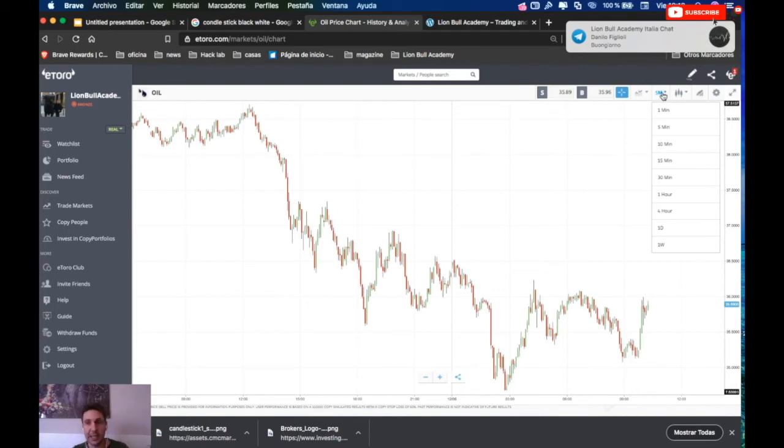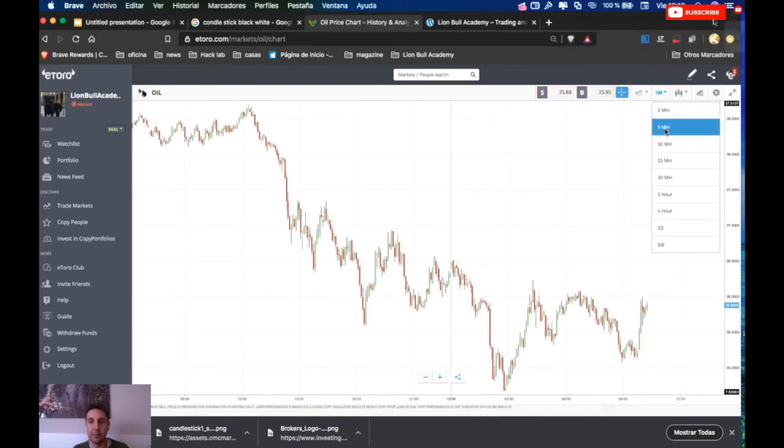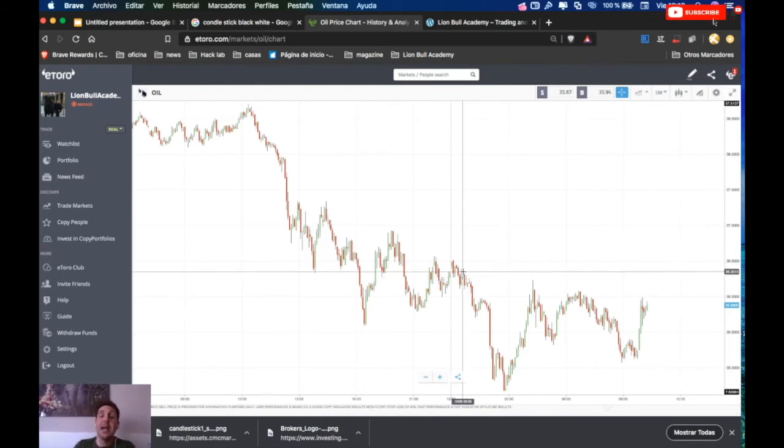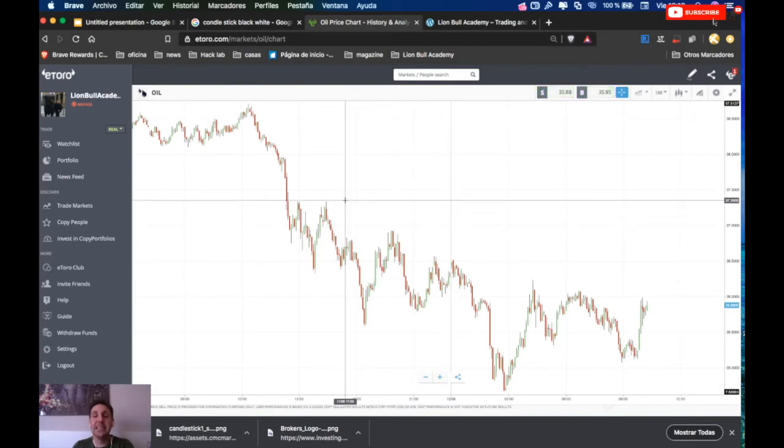The time frame means how much time each candle represents. It doesn't matter what we have; we choose the 5-minute candle. It means each candle now represents 5 minutes of the movement of the price of oil. Let's now find out the main tendency of this chart.